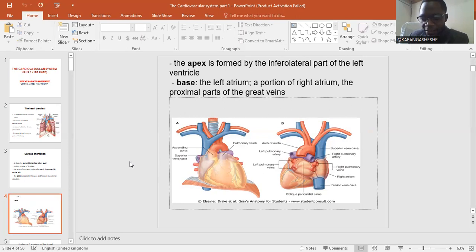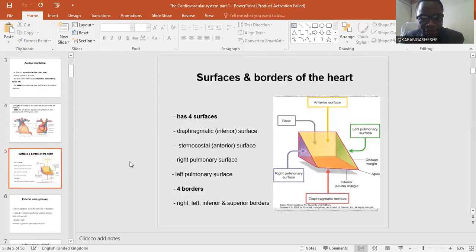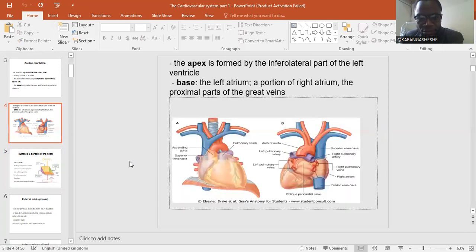Aside from that, the heart has borders and surfaces. So 4 borders, 4 surfaces. So let's look at the borders first. So this is the inferior border of the heart, represented by mainly the right ventricle. This is the right ventricle. This is the left ventricle. That is the right atrium. So this lower surface here forms the inferior margin or inferior border of the heart.